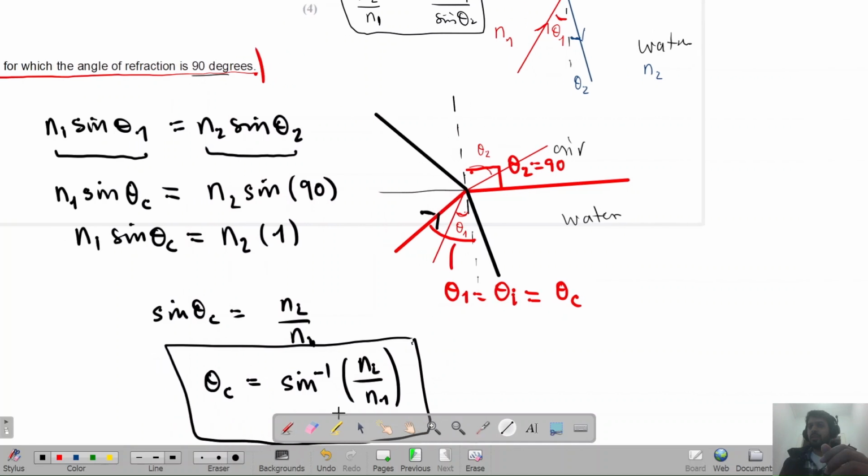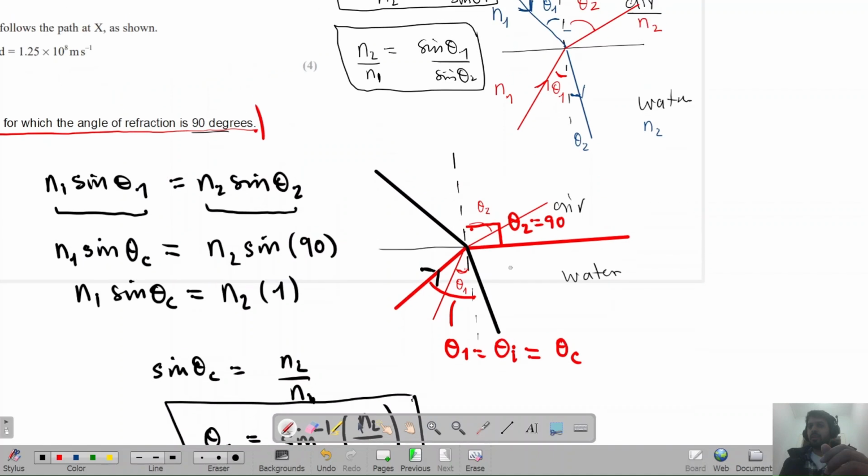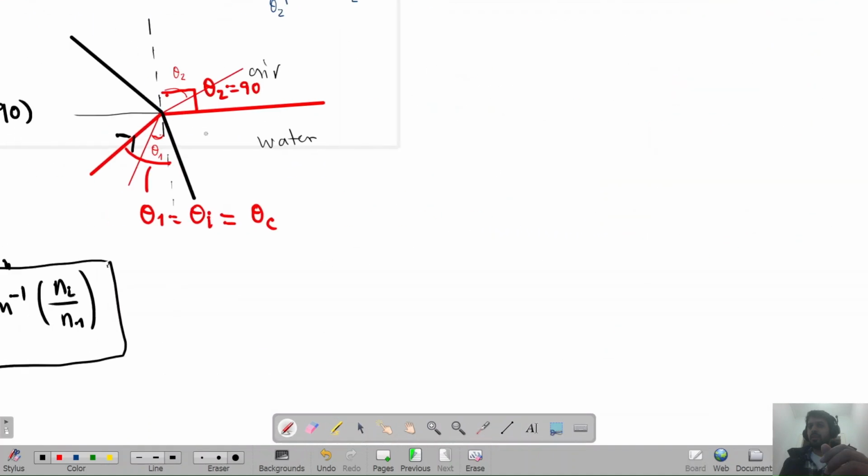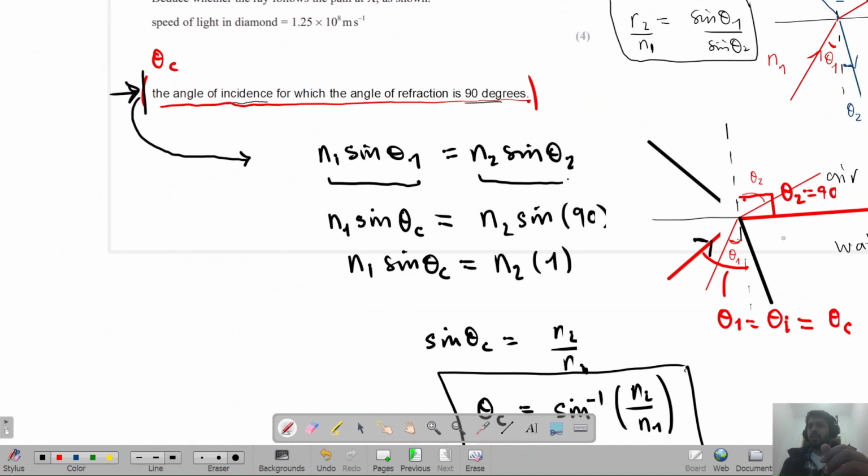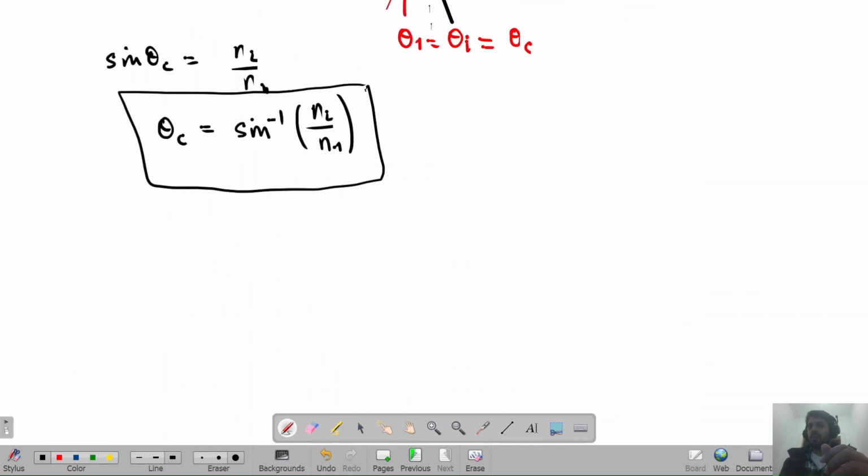Because the reason we define critical angle is that if the angle of incidence is greater than the critical angle, then you will see total internal reflection, which is our next topic. So if total internal reflection does not occur, then it's meaningless to define critical angle, right? So this is very important to understand. And this next topic is total internal reflection. Let me write it here.